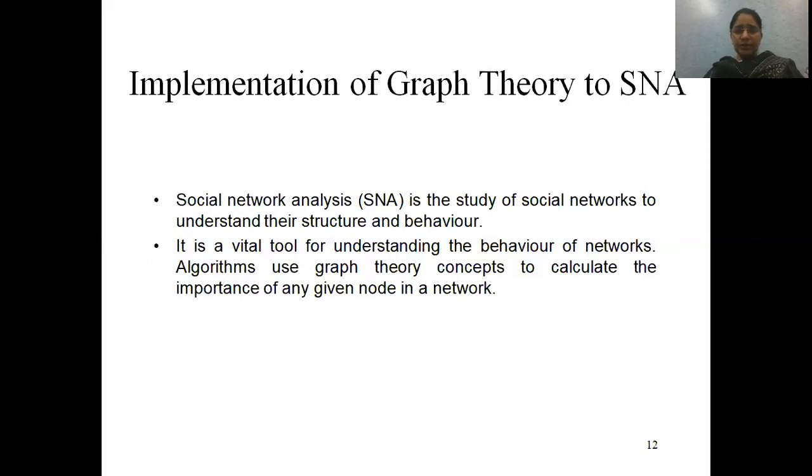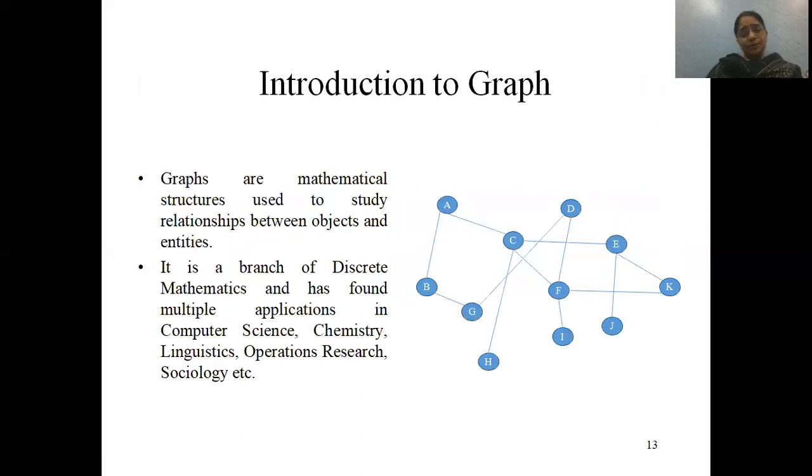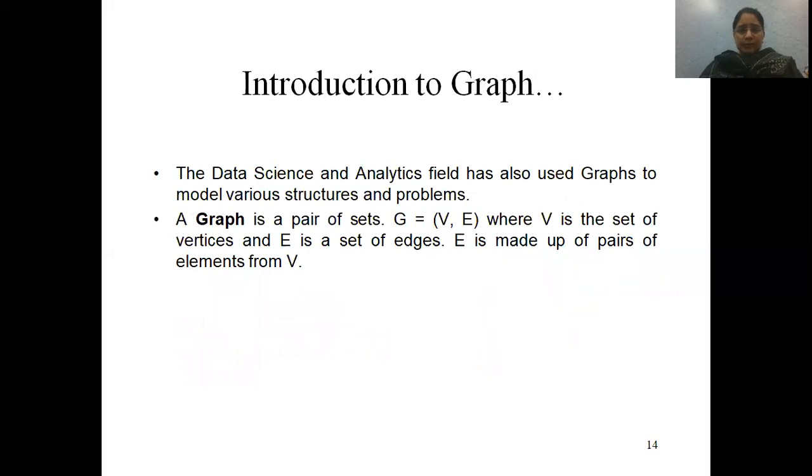This is the implementation of graph theory in social network analysis. Social network analysis is the study of social networks to understand the pattern, structure, and behavior of the network. So it is a tool for understanding the behavior of the network. This is the introduction to graphs. Graphs are mathematical structures used to study relationships between entities and the associations. It is a branch of discrete mathematics, and it has many applications in computer science, chemistry, and various other areas. The data science field has also used graphs to model various structures and problems.